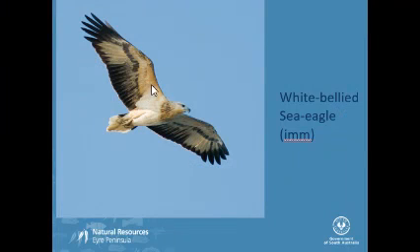Anyway, as they slowly shift from that juvenile through to the adult plumage, you get a gradual change in the wing colour and the coverts colour, but it's a slow, gradual change. White-bellied sea eagle, an immature.